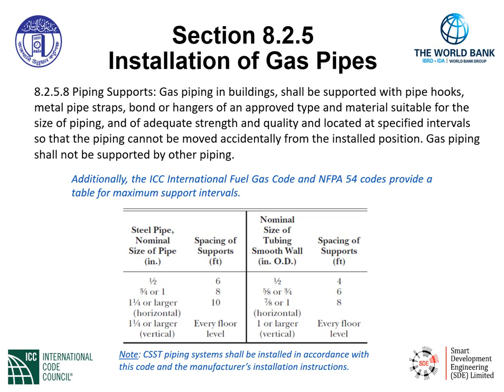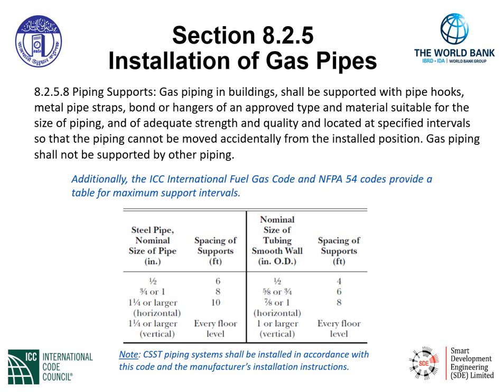Section 8.2.5.8 gives us the requirement for piping supports. Gas piping in buildings shall be supported with pipe hooks, metal pipe straps, bands, or hangers of an approved type, and material suitable for the size of piping. And it must be of adequate strength and quality and located at specific intervals so that the piping cannot be moved accidentally from the installed position. Gas piping shall not be supported by other piping.